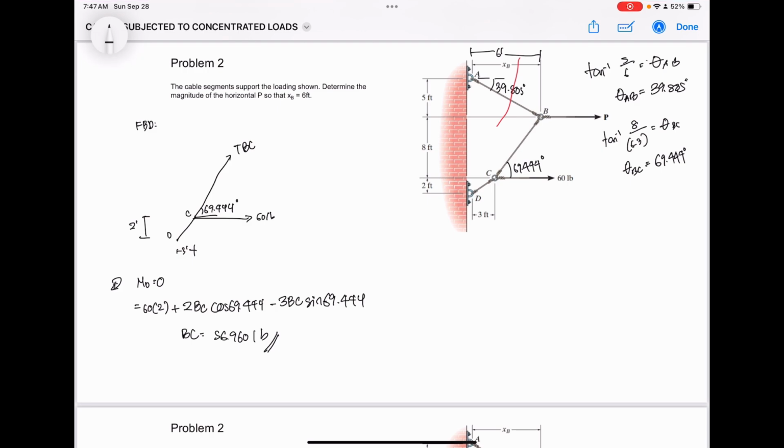Gawa na naman tayo ng bagong FBD. Gamit naman tayo ng method of sections. We can cut here. Meron tayong A, diba? A going to B. Tapos BC and P. You have 6 feet. Then we have 5 feet. Alam na natin is 69.444 degrees.